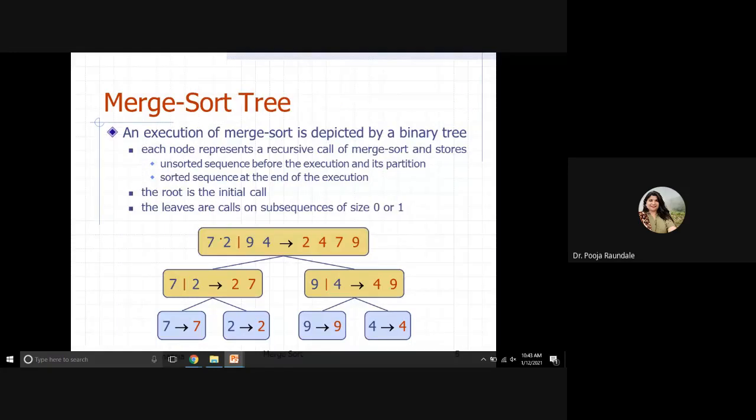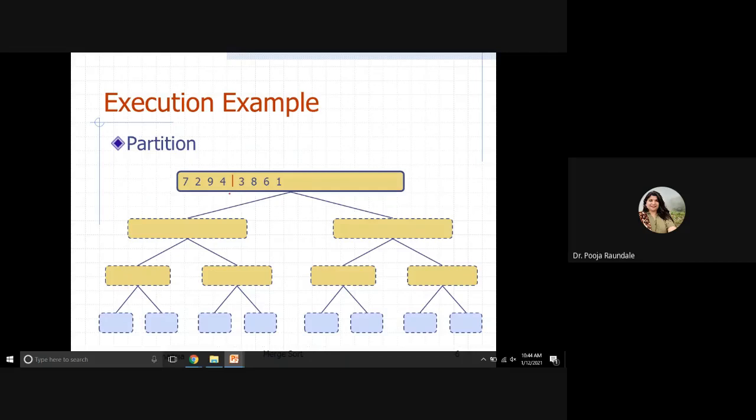Now look at this tree. So we are going to see how merge sort is executed recursively. Look at initially, this is your array. For simplicity, your array size is 8, right? So we have here 8 elements: 7, 2, 9, 4, 3, 8, 6, 1. Initially these are the n elements, so n is equal to 8 initially.